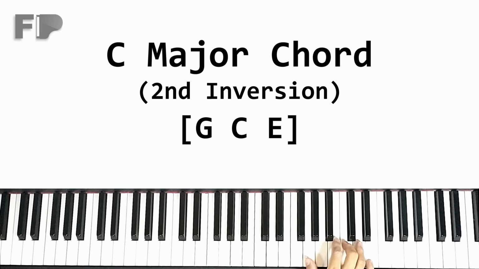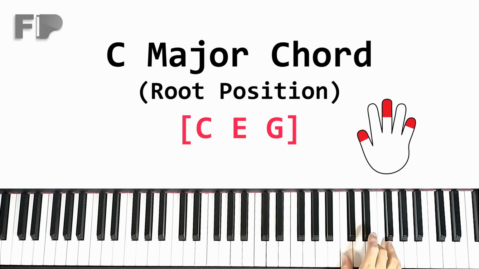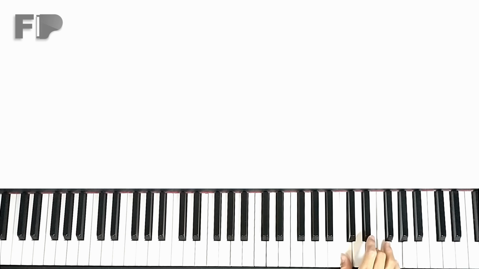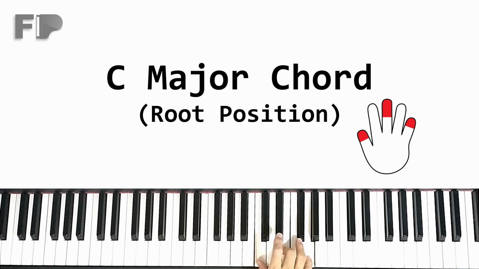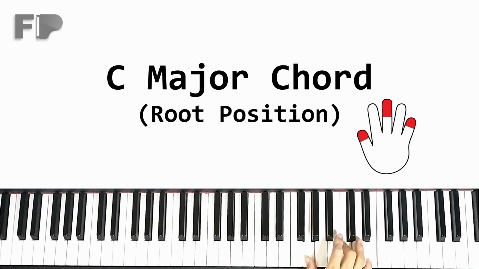From the second inversion, if we move our lowest note G up an octave and play C with our thumb, E with our middle finger, and G with our pinky, we are back to our root position because the lowest note is C. So again, that's root position, first inversion, second inversion, and back to root position.